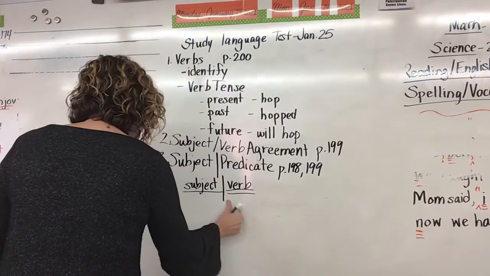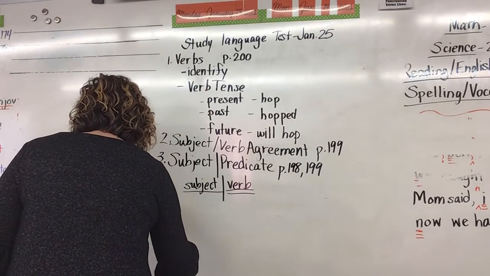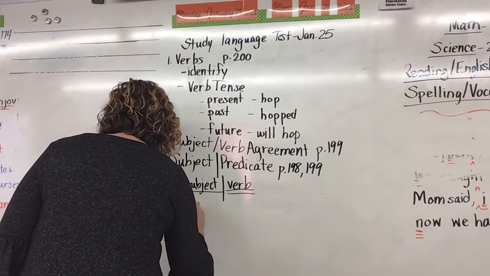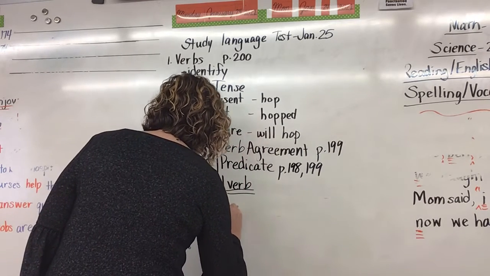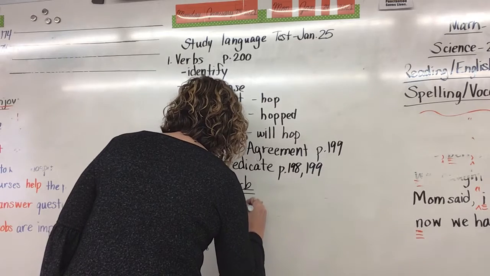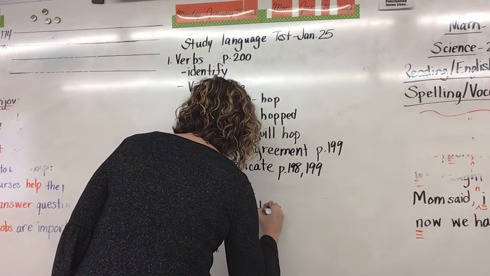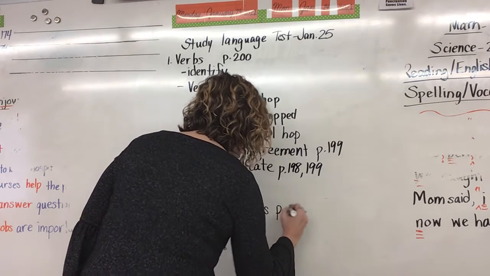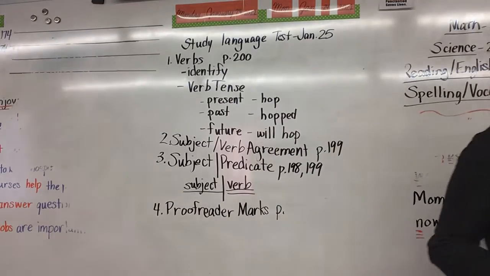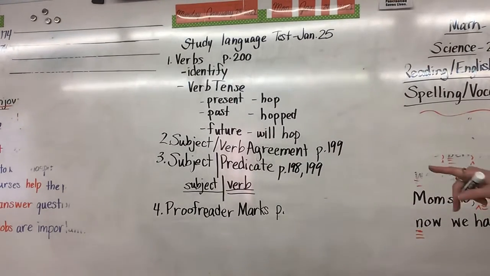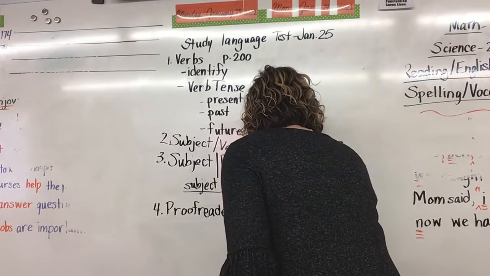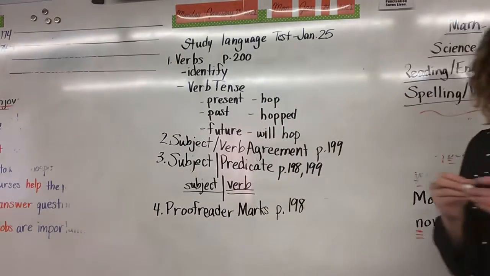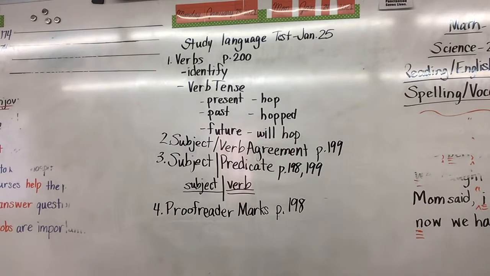Number 4 is your proofreader marks. Just remember, you're not going to use the delete one. Just list them for you. Page 198.